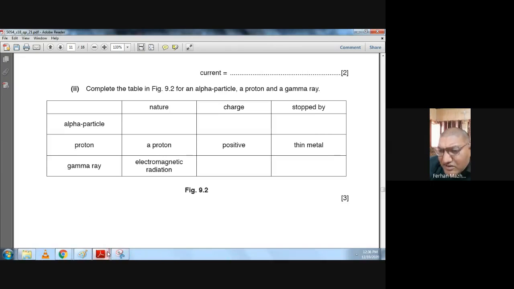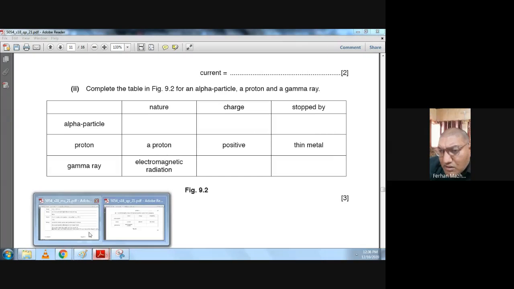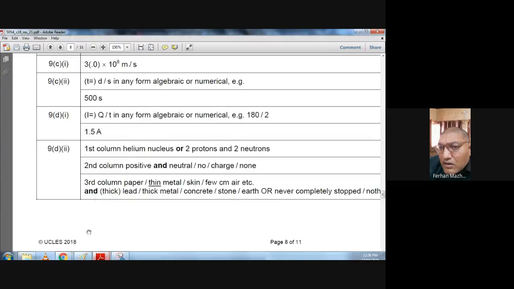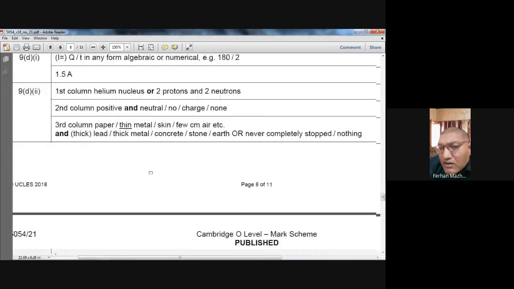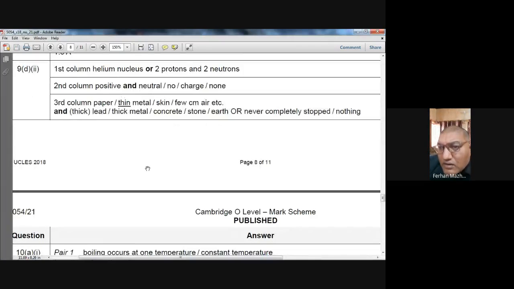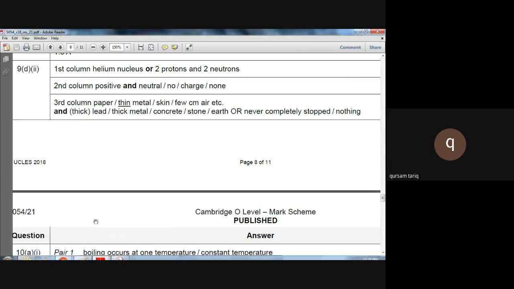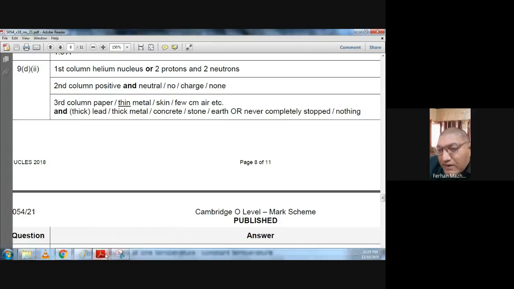Let me check the answer. You see? Do you see the marking scheme? Yes. So the table is filled. Yes, sir. Okay, so we move to the next question.